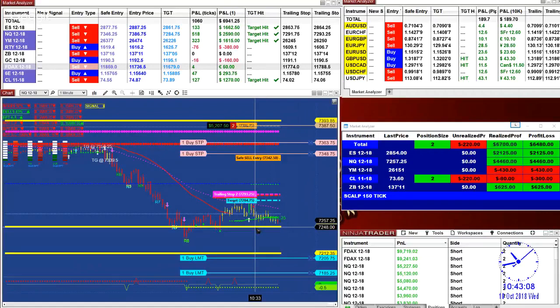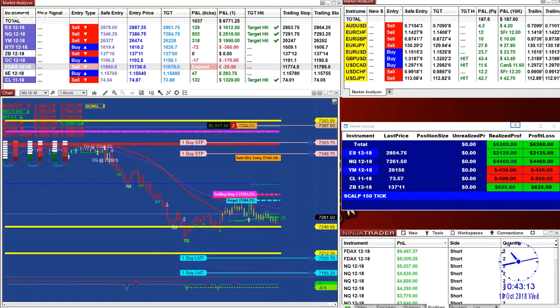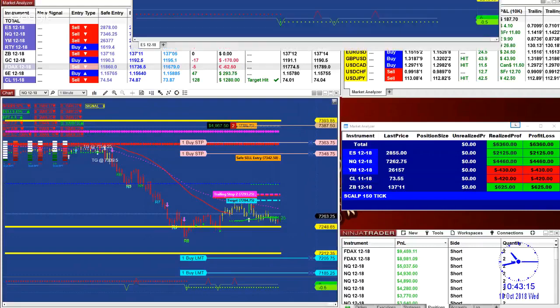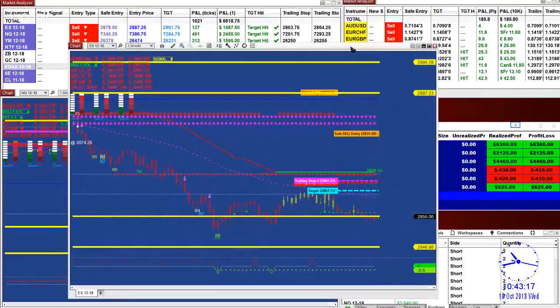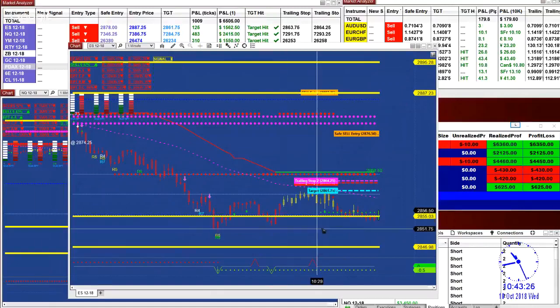You can take a short trade here on the ES, but you have to be very light-handed, and it is a very high risk trade on the ES right now. A short trade is extremely high risk, because it entered this.